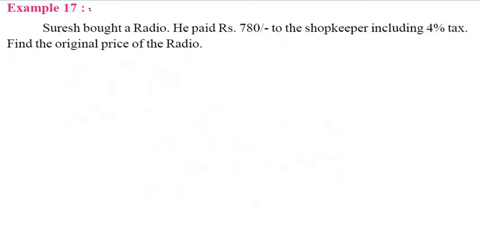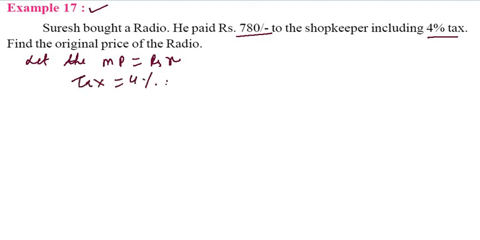Now come to the example 17. Suresh bought a radio. He paid rupees 780 to the shopkeeper, including tax 4%. Find out the original price. So let the original price or mark price, both are the same. So mark price will be equal to rupees X. Now tax is given as 4% of X. So 4 upon 100 into X, so 4 1 ja 4 and 4 2 ja and 4 5 ja. So it will be X upon 25. So that will be your tax.